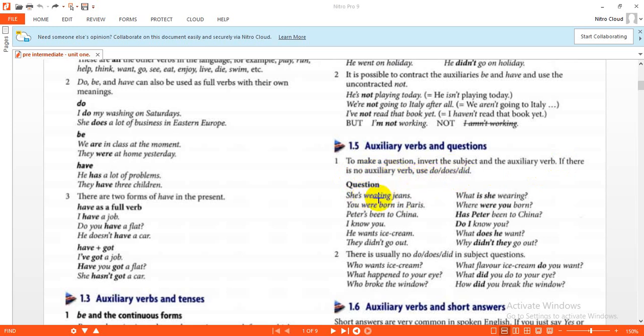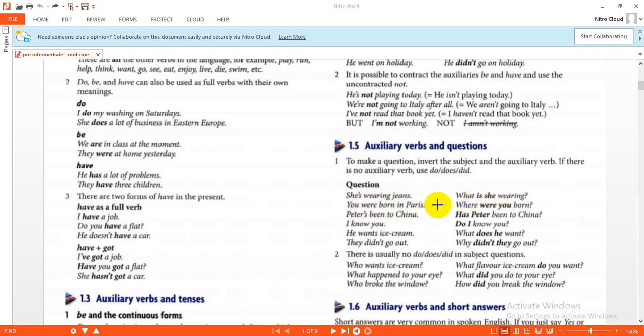Question. She is wearing jeans. What is she wearing? طبعا هذه جملة صحيحة. عندما نريد أن نحولها إلى جملة سؤال راح نقدم الفعل المساعد على الفاعل. She is wearing jeans. What is she wearing?